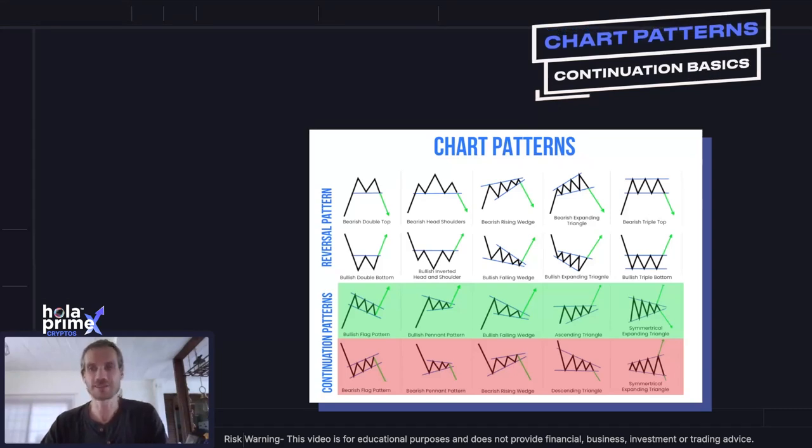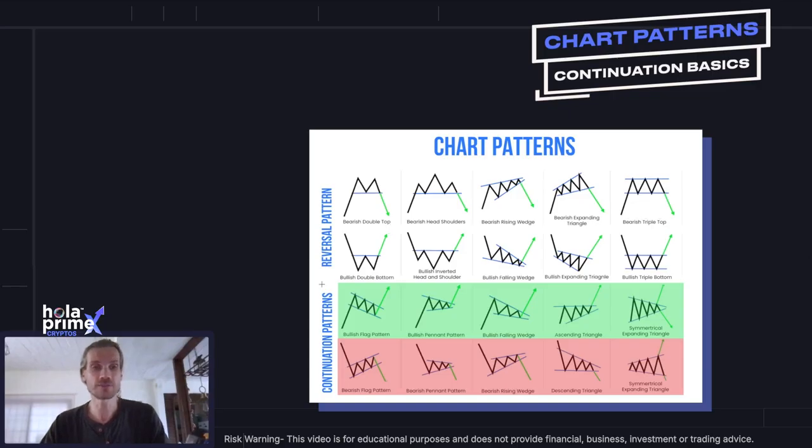continuation patterns. When trading this market, you can use reversal patterns that we looked at in the last video, like double bottoms, head and shoulders, etc., to enter a trade at the point of a trend change. But how do you safely enter a trade in the middle of a trend? Well, this is where continuation patterns come in.